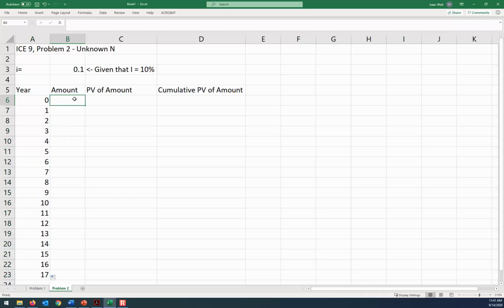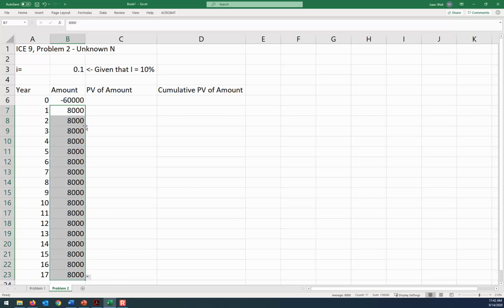Okay, and the amount is we paid 60,000 to buy the equipment, and then we get $8,000 worth of revenue every year. Okay, now I can click and drag, or I could just double click, and it's going to extend that series all the way down as long as there's information to the left of it. So you see that green anchor point that I've been clicking and dragging on? If I just double click, then it fills the same pattern all the way down through.